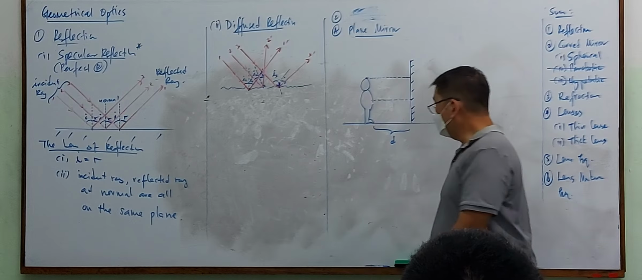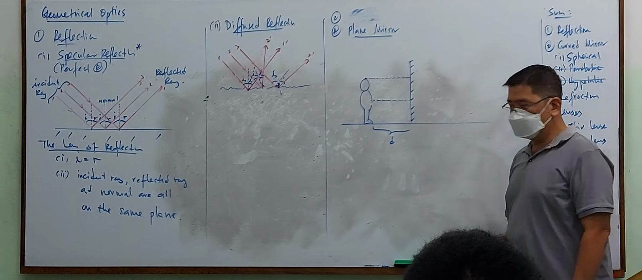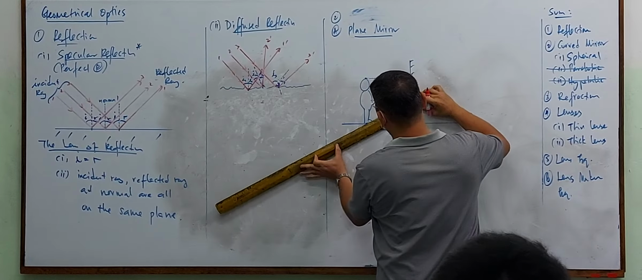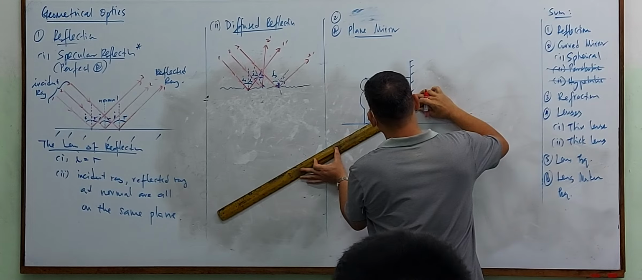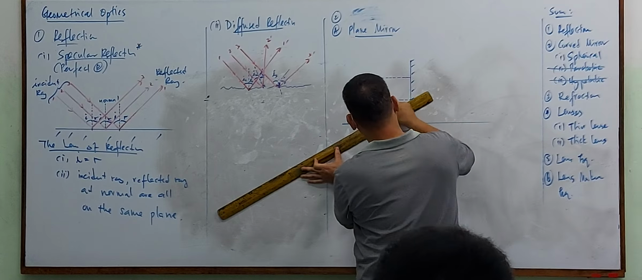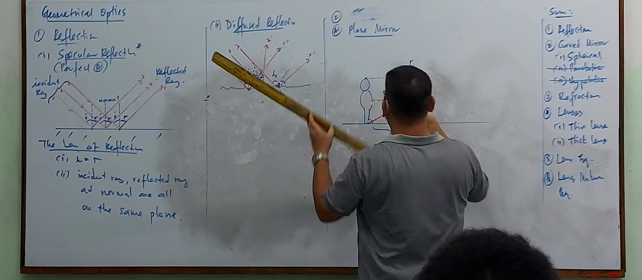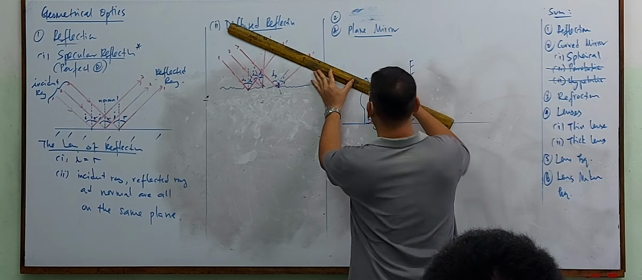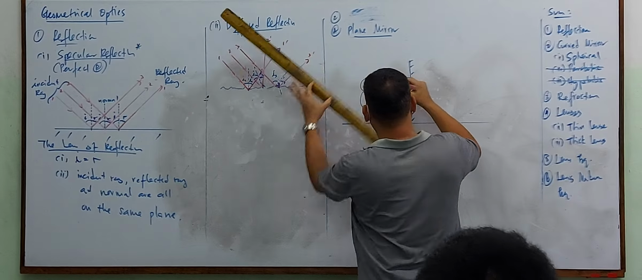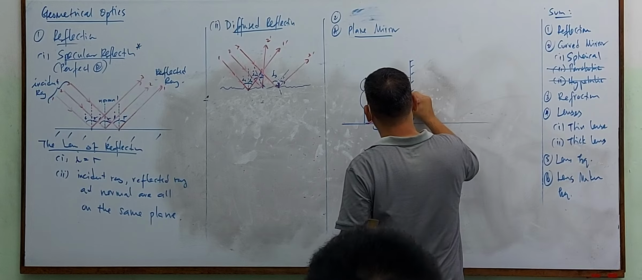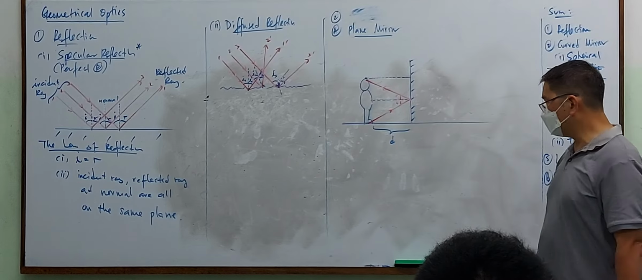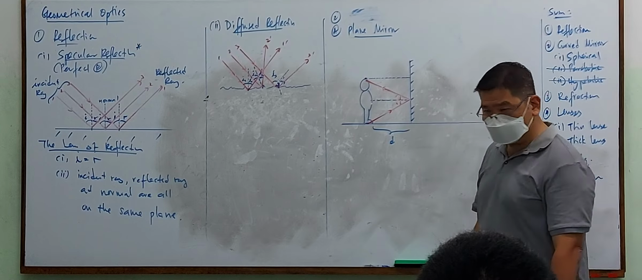Okay. Now, how can your eye see that? Your eye sees that because the light reflected from your feet, from the mirror, enters your eyes. We assume the eye is quite high in your forehead. And these two angles must be the same. The I and the R will be the same because they are based on the law of reflection.